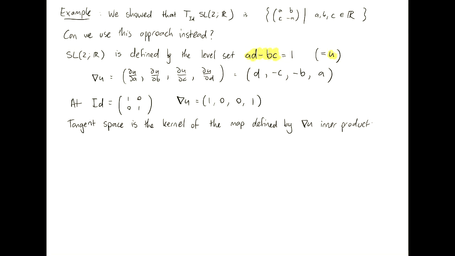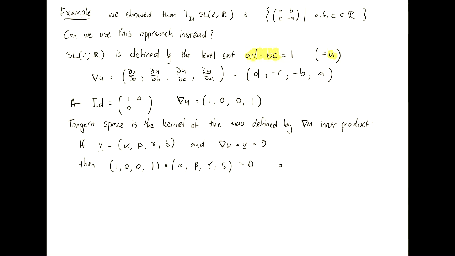So the tangent space is the kernel of the map defined by the grad U inner product. If V is equal to, and I don't know what V is, so we'll just say V is some arbitrary thing, and grad of U dot V is equal to 0, then I know that it's going to lie in my tangent plane, because that was the linear algebra definition of the tangent plane. Then what I'm actually finding is 1, 0, 0, 1 dotted with alpha, beta, gamma, delta is equal to 0, or alpha equals minus delta. Exactly the same condition we found before. So this is another way, exploiting the relationship between level sets and the gradient operator, to pull out this same information. We like tangent spaces.